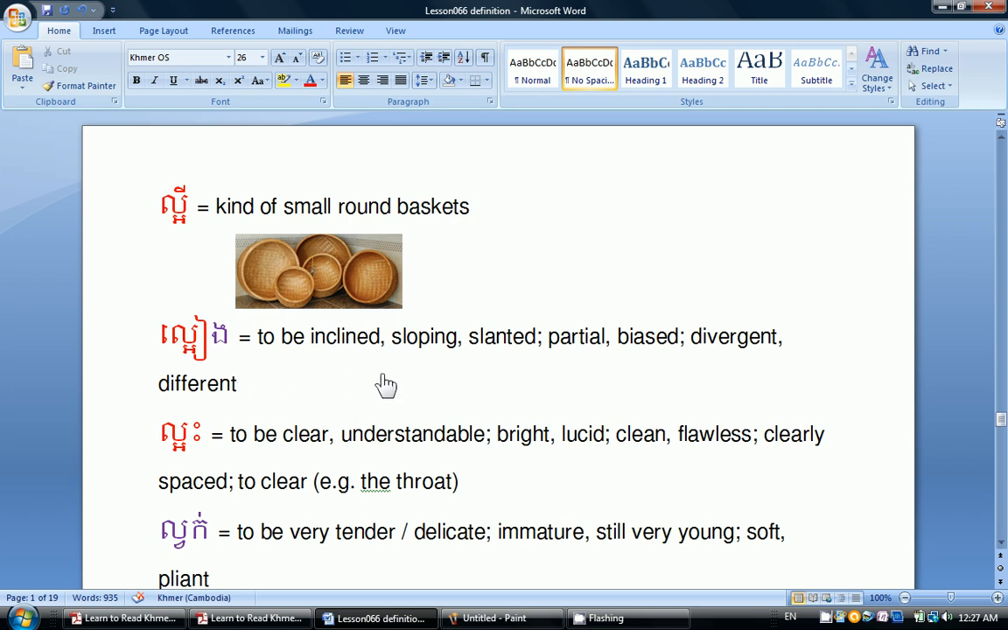La'iyang means to be inclined, sloping, slanted, partial, biased, divergent, or different. La'ah means to be clear, understandable, bright, lucid, clean, flawless, clearly spaced, or to clear, for example, the throat.